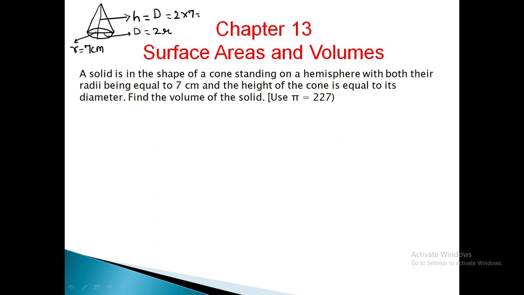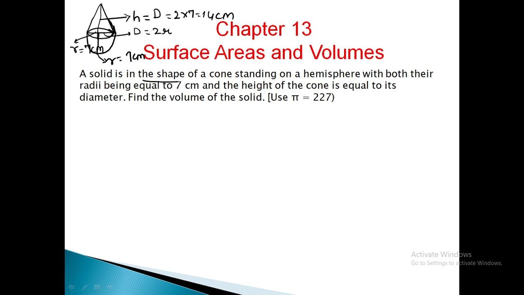2r means 2 into 7, that is 14 cm, and this cone is standing on a hemisphere like this, hemisphere. So its radius is also 7 cm. Now you can read out the question.